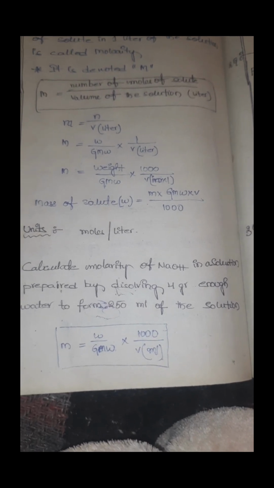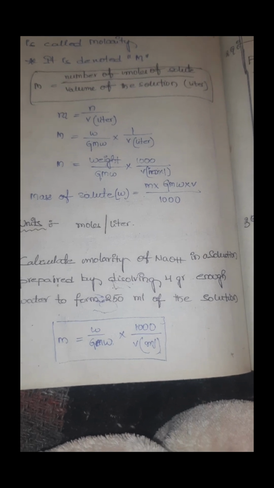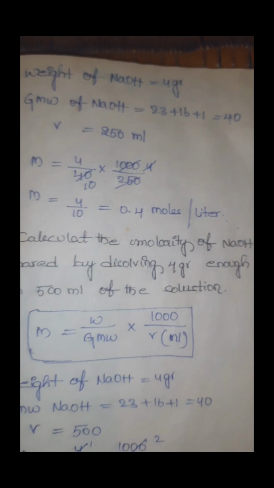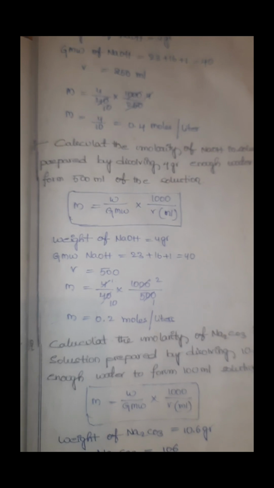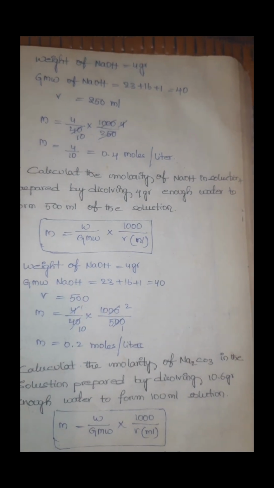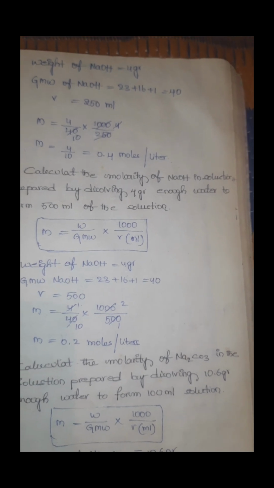Calculate the molarity of NaOH in a solution prepared by dissolving 4 grams of NaOH in enough water to make 250 ml of solution. So M equals W by GMW, with volume 1000 ml. Given like this, we will get the answer. The same model applies to the second question: calculate the molarity of NaOH solution prepared by dissolving 4 grams in enough water to make 500 ml. It is the same similar model. Next we move on to the next question. Just observe how the calculation part is done.